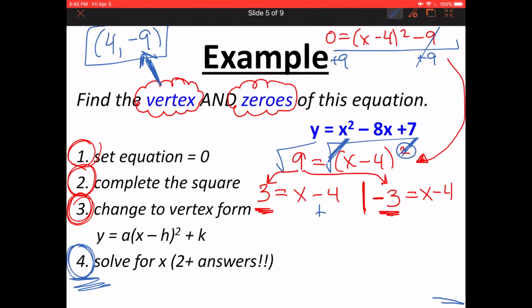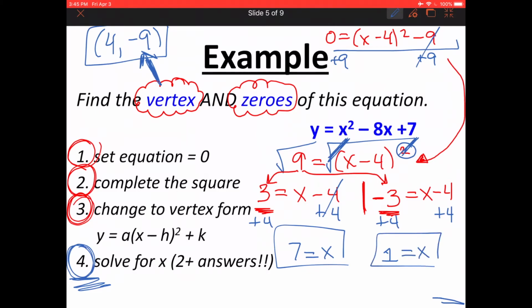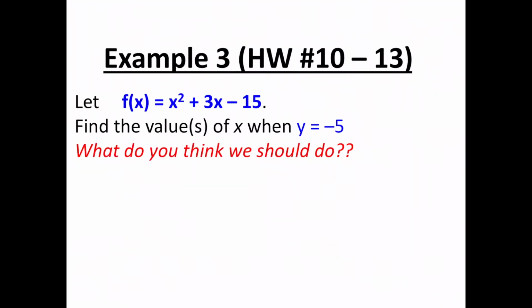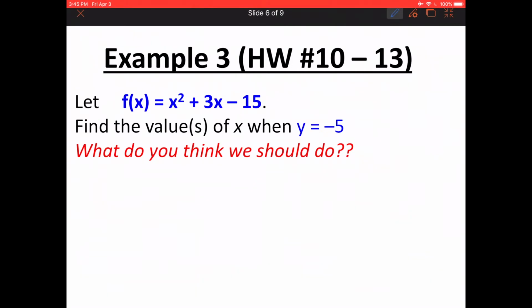Now I just solved for both. I add 4 here on the left, and I get 7 equals x. And for my second factor, I add 4 here, and I get positive 1 equals x. And so there are my two zeros, x equals 7 and x equals 1. And then I have my vertex here in the top left. Okay, so we've solved by factoring, and we've solved now by completing the square. Let's take a look here at our next example.